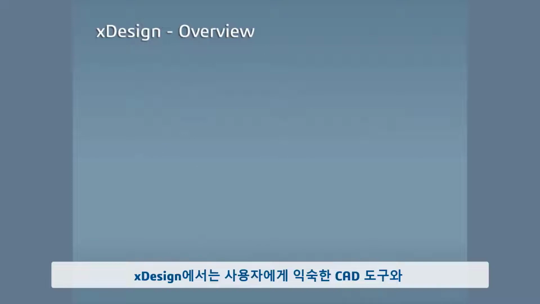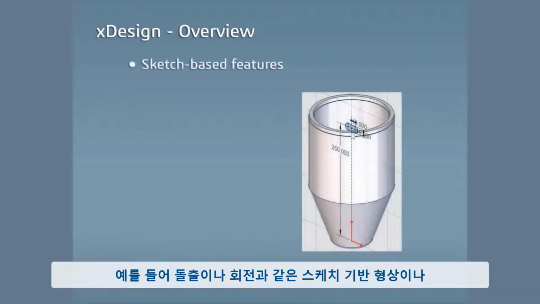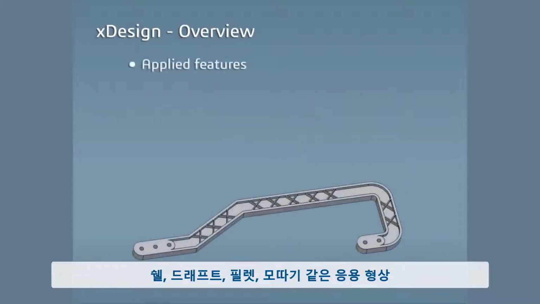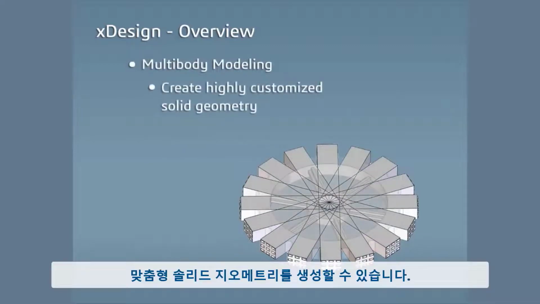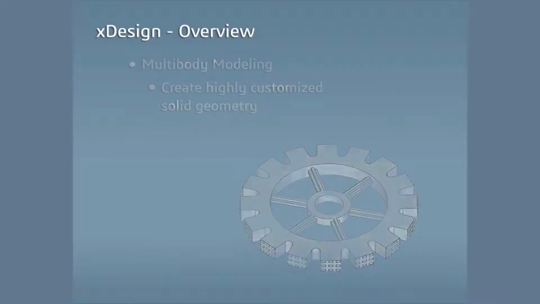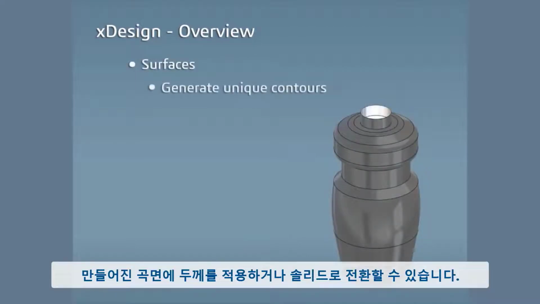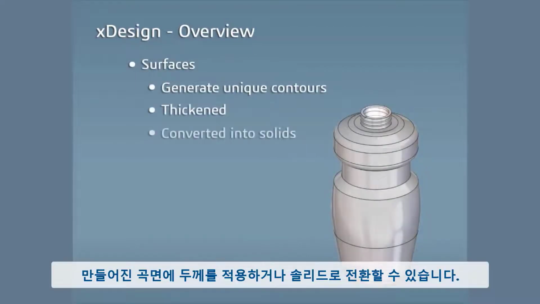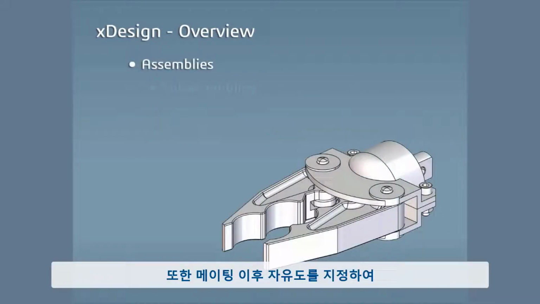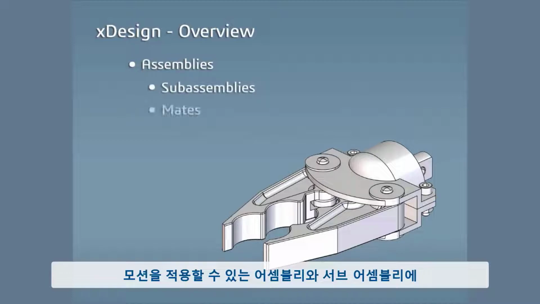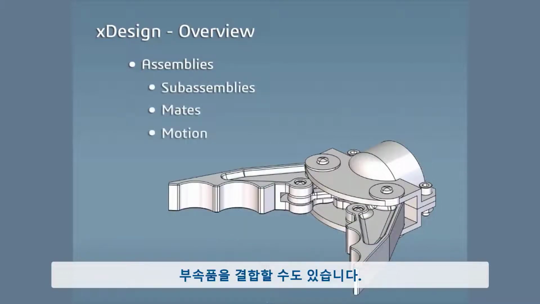In XDesign, you can leverage the CAD tools and workflows users are familiar with. You can create sketch-based features like extrudes and revolves, applied features such as shells, drafts, and fillets and chamfers, utilize multi-body modeling to create highly customized solid geometry, create surfaces to generate unique contours that can be thickened or converted into solids, and you can combine components into assemblies and subassemblies that can be mated and given motion by specifying degrees of freedom.